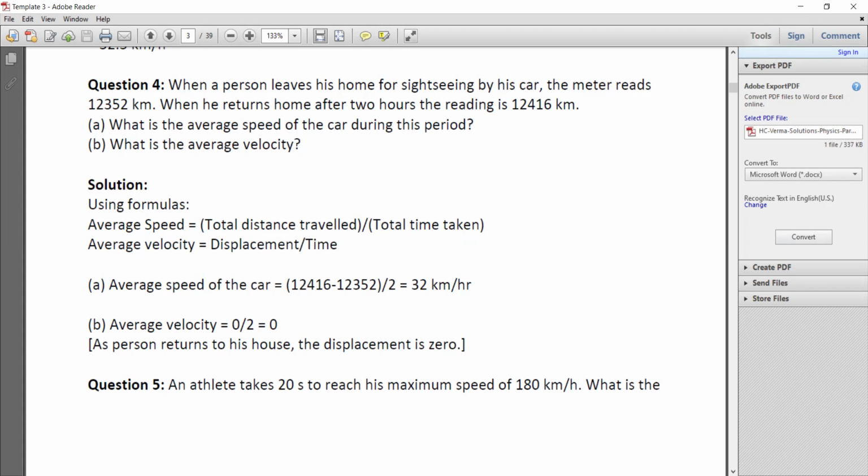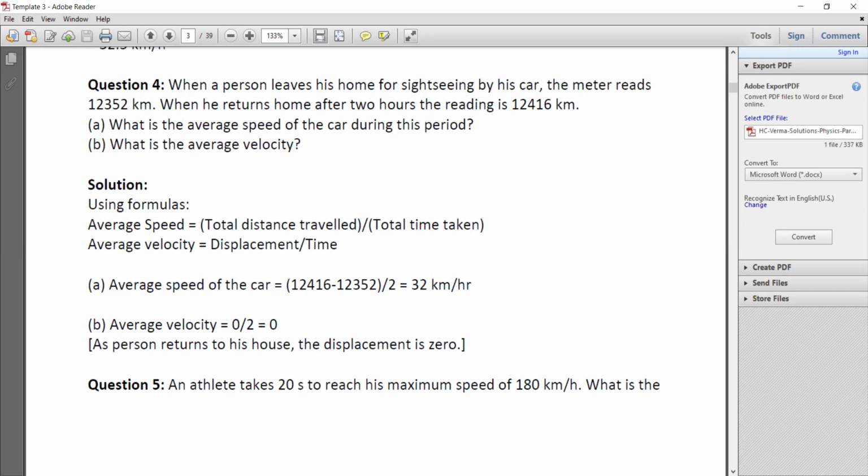Solution. Using formulas. Average speed equals total distance traveled / total time taken. Average velocity equals displacement / time. A. The average speed of the car is calculated as the total distance traveled divided by the total time taken. In this case, the total distance traveled is the final meter reading minus the initial meter reading, which is 12,416 kilometers minus 12,352 kilometers equals 64 kilometers. The total time taken is 2 hours. So, the average speed of the car is 64 kilometers / 2 hours equals 32 kilometers per hour.